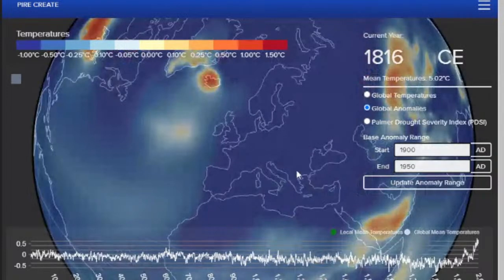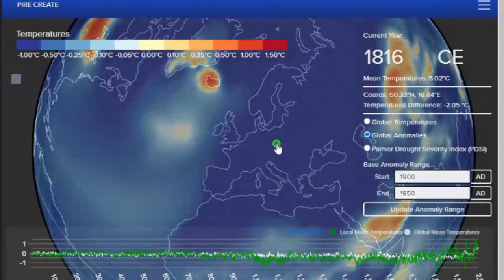I should also add, you can click on any location and download the data from that location. It will just give you a nice little CSV file. You get a time series for the last 2,000 years. However, that is very enticing and easy to do, but be careful.